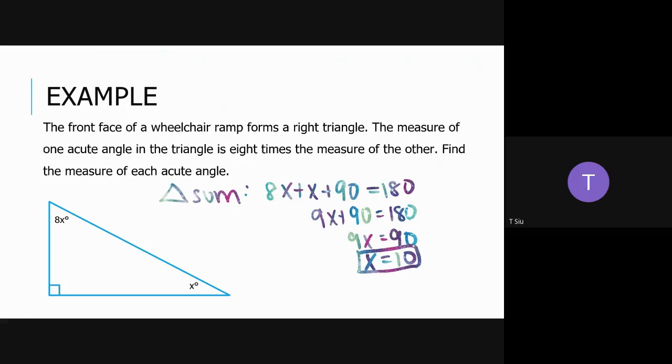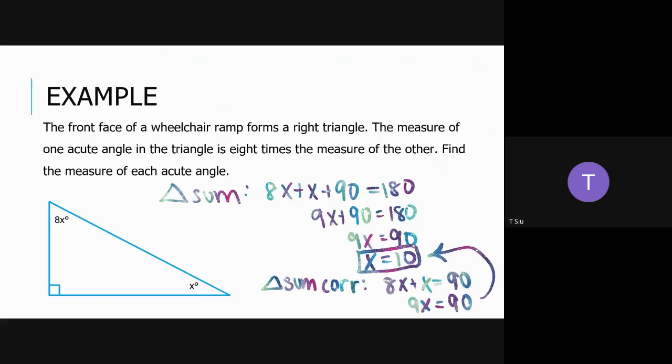So you can use the triangle sum theorem and write the equation 8x plus x plus 90 equals 180. And when you solve for x, you get that x is equal to 10. There's another method where you could have used the triangle sum corollary, which means that since we were given a right triangle, we could have said 8x plus x, which are my two acute angles, is equal to 90 degrees. So 9x is equal to 90, therefore x is also equal to 10.